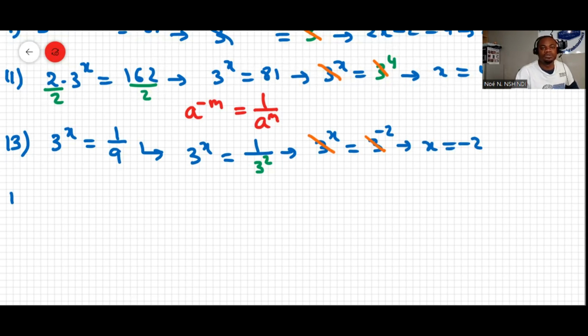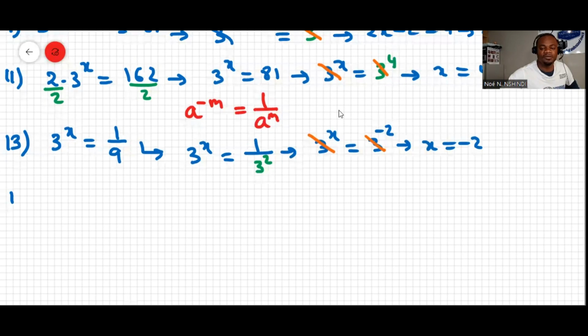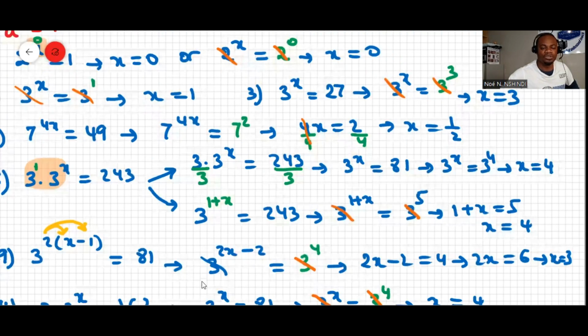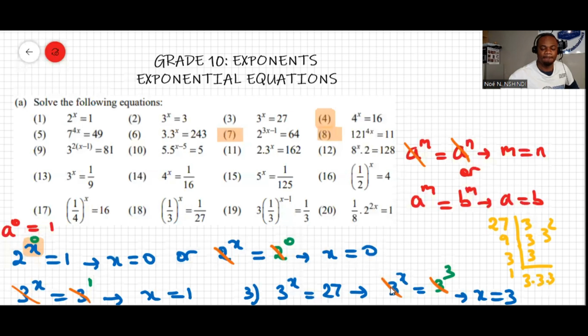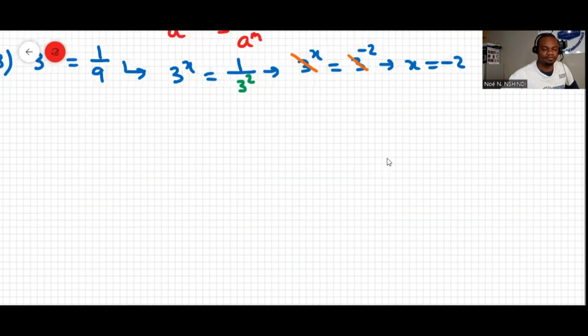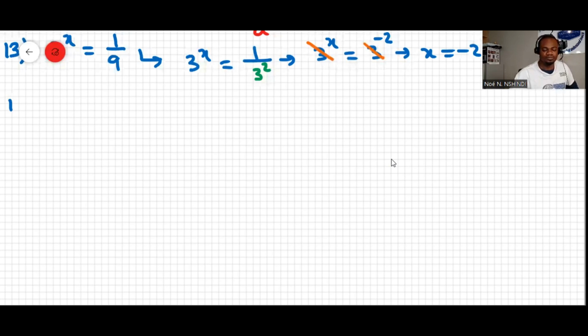Same also, we can do question 14, question 15. The same way we did question 13, we can do 14, 15. Now I am going to do 16, okay? 16, what we have is a half to the power of x equal to 4, okay?